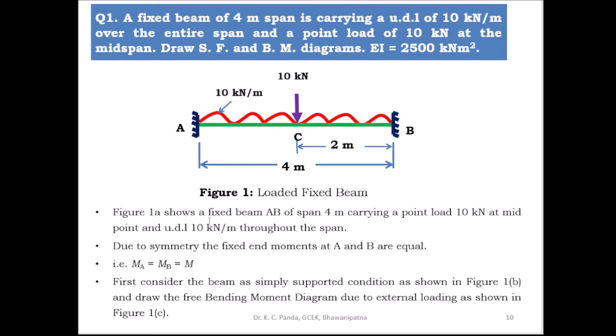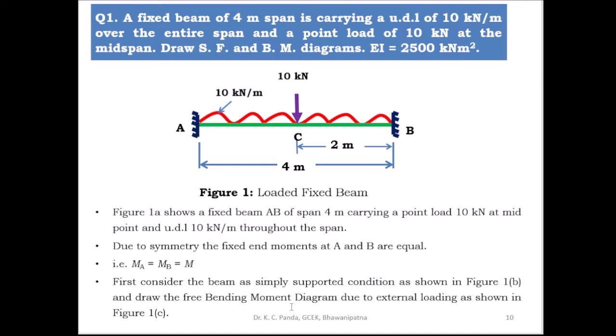Figure 1a shows a fixed beam AB of span 4 meter carrying a point load 10 kilonewton at midpoint and UDL 10 kilonewton per meter throughout the span. Here you see, due to the symmetry of the loading, the moment at end A and the moment at end B are both equal. So MA is equal to MB is equal to M. Both ends the moments are equal.